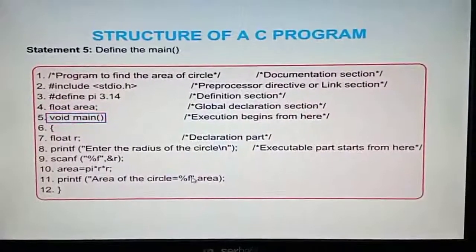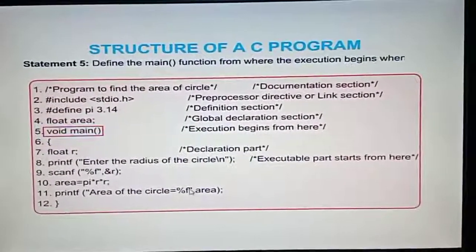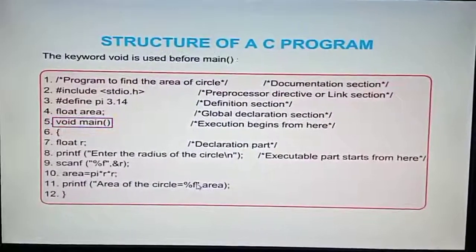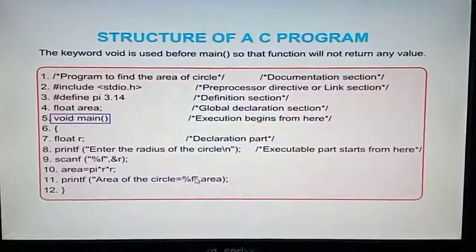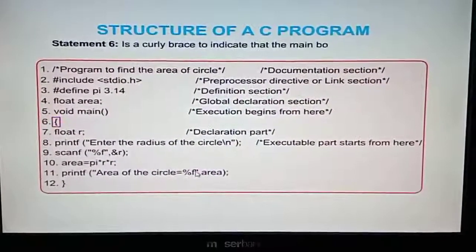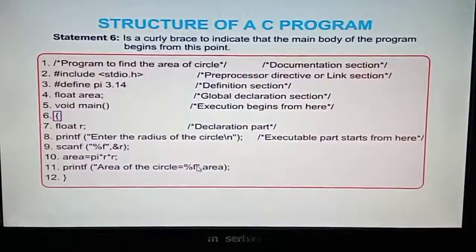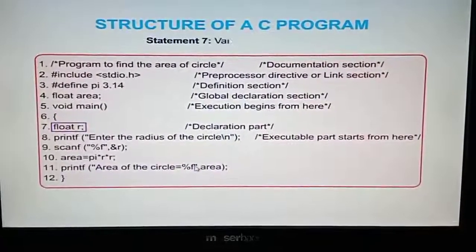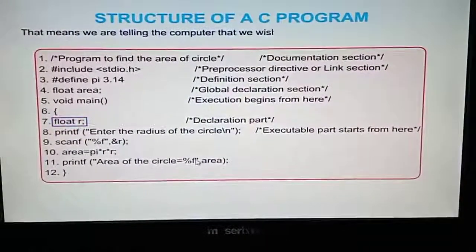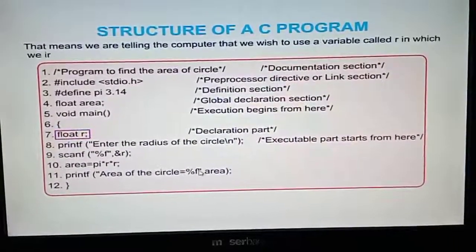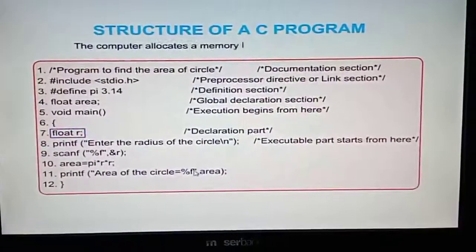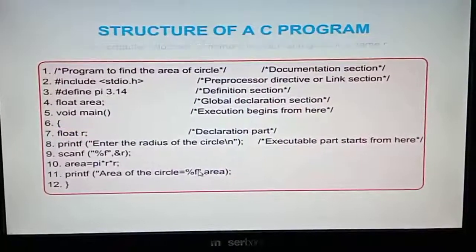Statement 5 defines the main function from where the execution begins when the program is executed. The keyword void is used before main so that the function will not return any value. Statement 6 is a curly brace to indicate that the main body of the program begins from this point. Statement 7, variable r is declared. That means we are telling the computer that we wish to use a variable called r in which we intend to store real values. The computer allocates a memory location and gives it a name, r.